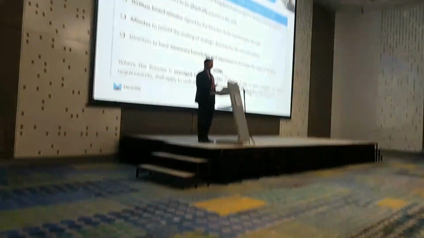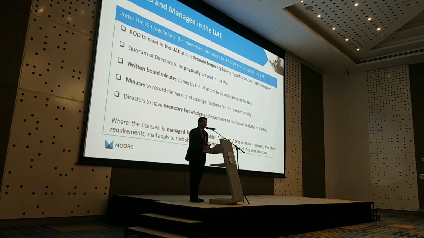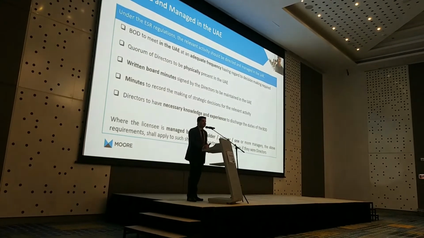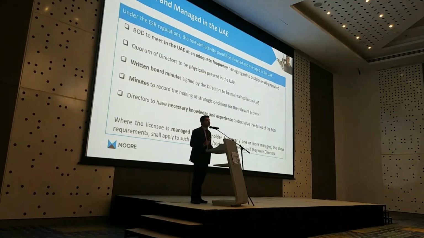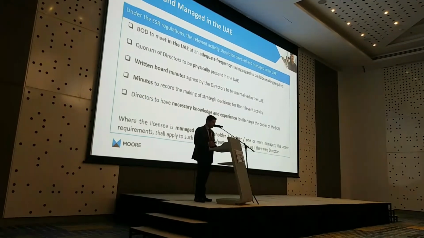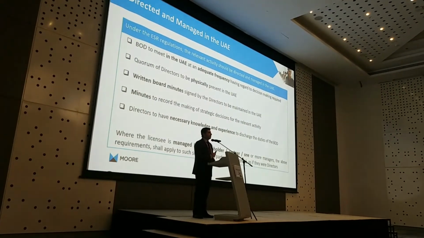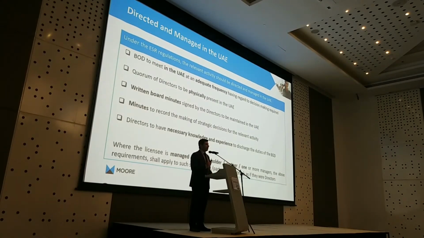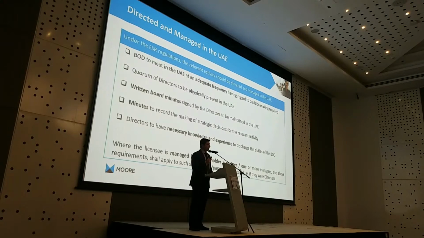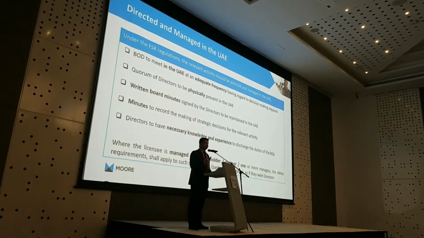So these are the types of tests which are seen by the FDA to assess whether the economic substance in terms of direction and management of the business in the UAE is met or not. So the board of directors should physically meet and hold the meetings in the UAE, because the FDA can ask for the visa copies, the air tickets if the directors are non-resident, the hotel bookings. So all this needs to be substantiated.